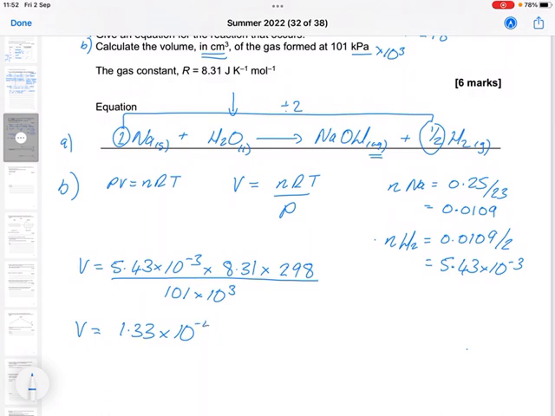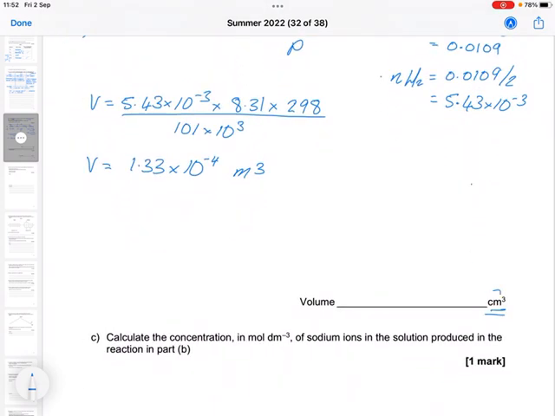Now that will be metres cubed, and the question, look, is asking for it in centimetres cubed. So centimetres cubed to decimetres cubed, that's a factor of 1,000. Decimetres cubed to metres cubed, that's a factor of 1,000 as well. There's more centimetres cubed than metres cubed. So what I need to do here is times it by 1,000,000. So volume in centimetres cubed is going to be 133. So down here that will be 133. There's a lot going on here.